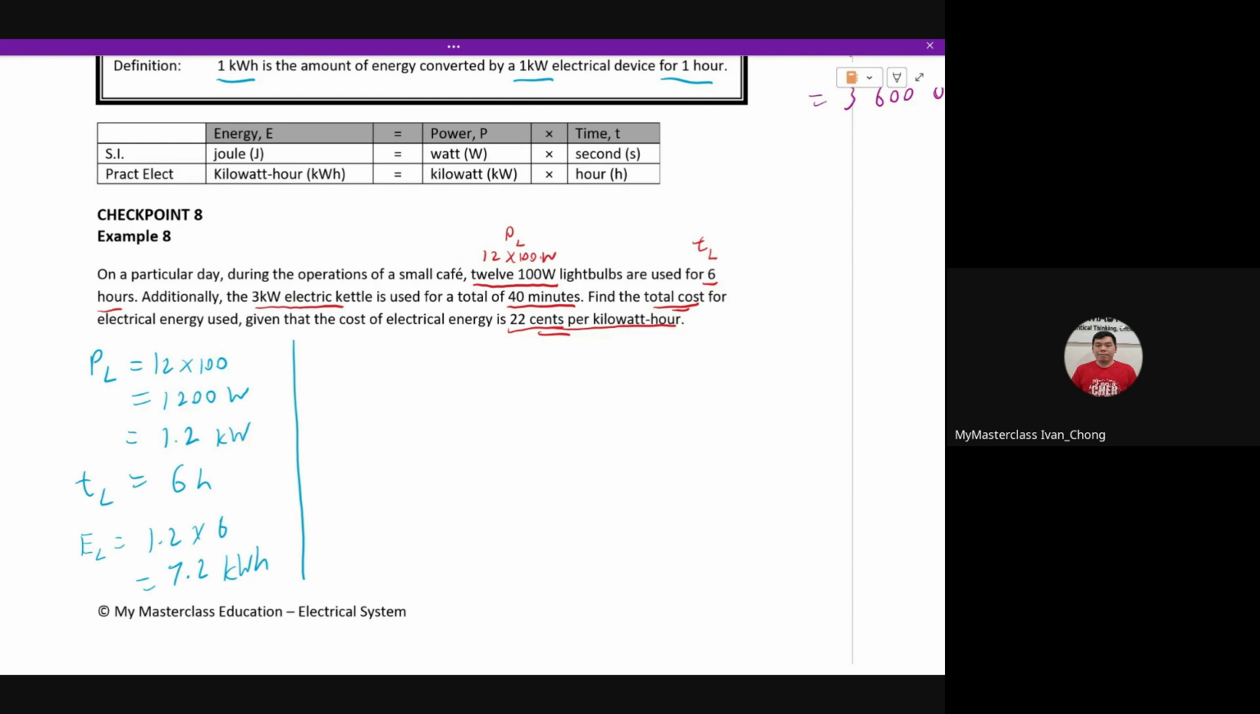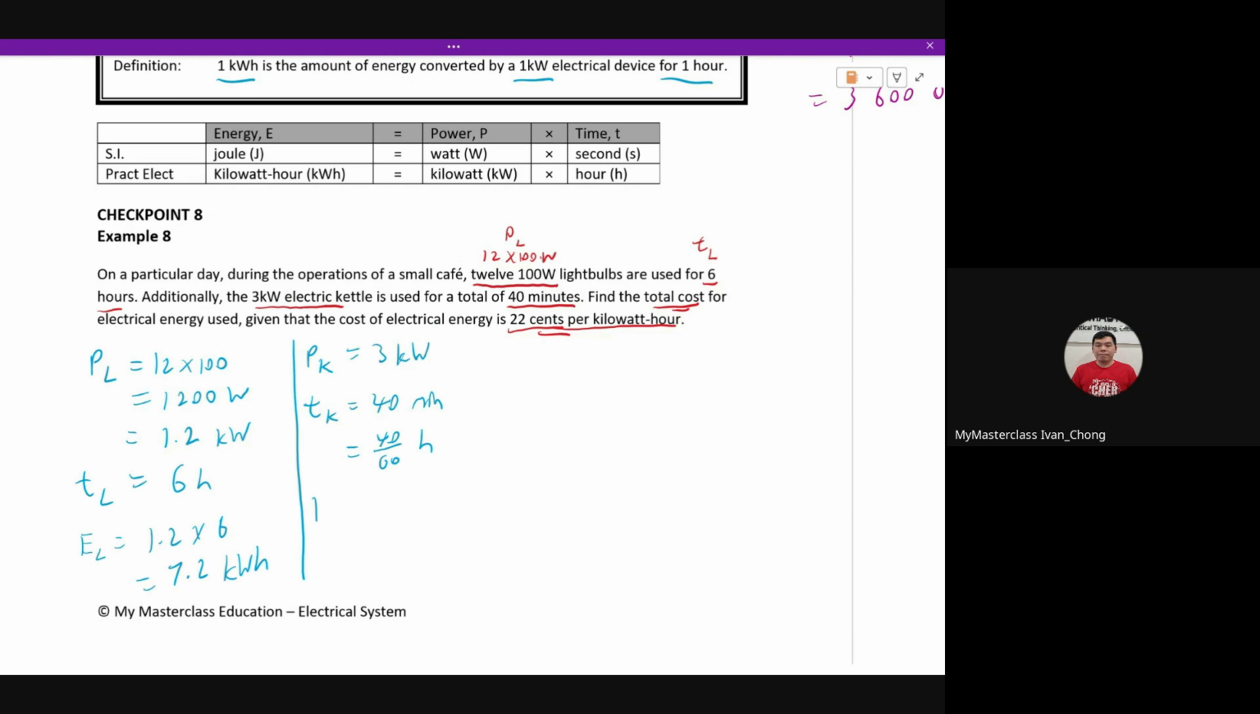Okay, then you ask yourself, for my kettle, how much did I use? 3 kilowatts. Okay, good. I don't need to do calculations. What about my time? Time is 40 minutes. So if time is 40 minutes itself, I use 40 over 60 hours, right? Because this is going to give me a fraction, I'm just going to leave it as it is.